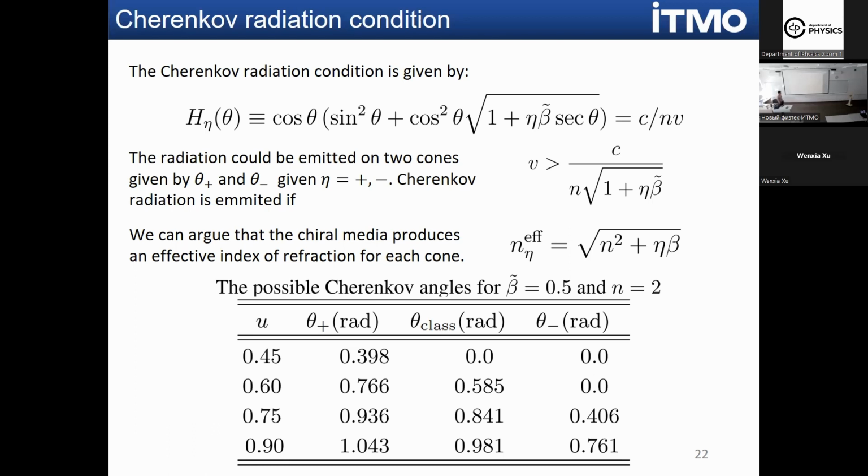For example, this one. We have 3 cases. The first one, and I put another theta that corresponds to the case of the conventional Cherenkov radiation, when we have the beta term equal to 0, just for comparison with our Cherenkov cones. So imagine we have a particle with 0.45 the velocity of light and an index of refraction of 2. Even though in the conventional model you won't have Cherenkov radiation, if you have this Carroll material with index of refraction 2 and a beta equal to 0.5, you will have Cherenkov radiation.